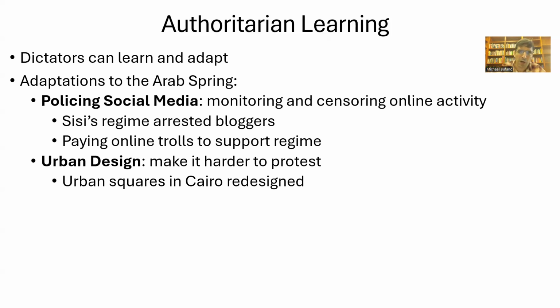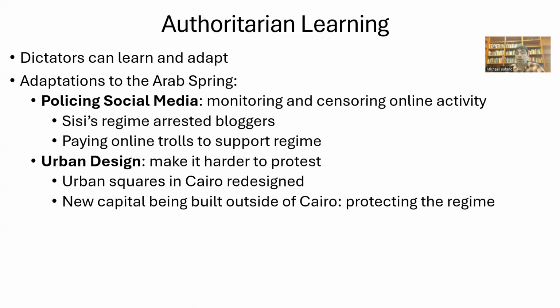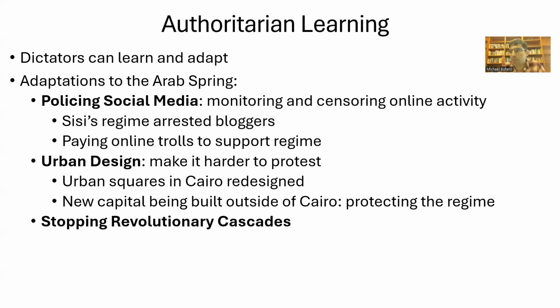So if you go to Tahrir Square today, for example, there are plainclothes officers that monitor activity in the squares, and there are as well a lot of barriers within the square itself that make it harder for people to congregate. On top of that, as well, a new capital is being built on the outskirts of Cairo by Sisi to insulate the government institutions from the masses. So they created this new city on the outskirts in the desert, far away from the capital, as a way to try to protect the regime from the populace.